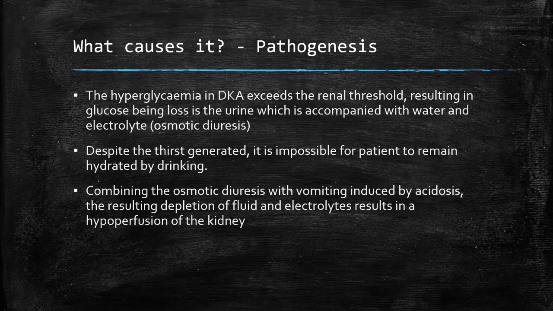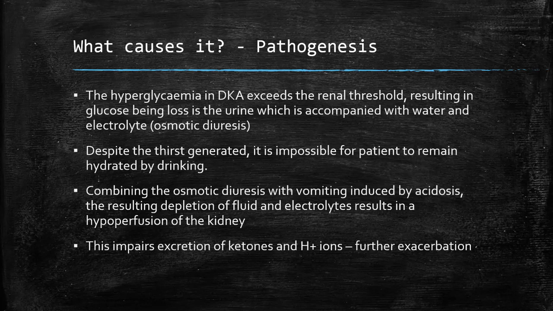Now, when we combine the osmotic diuresis with the vomiting induced by acidosis, the depletion of fluid and electrolytes results in hypoperfusion of the kidney. This is essential because the kidney is the one that excretes the ketones and the hydrogen ions, maintaining a balance in the body. But because the kidney is now impaired, this leads to a further exacerbation of the condition, and as you can see, there's a vicious cycle going on.